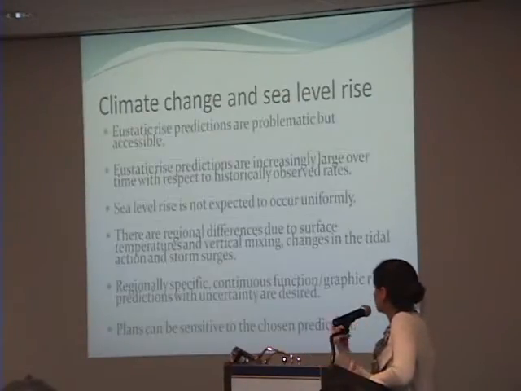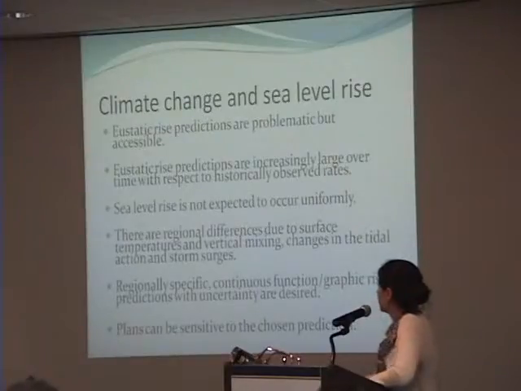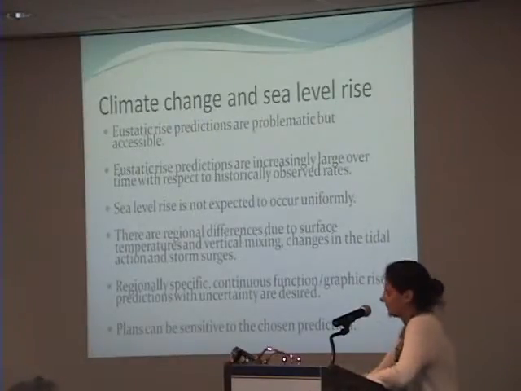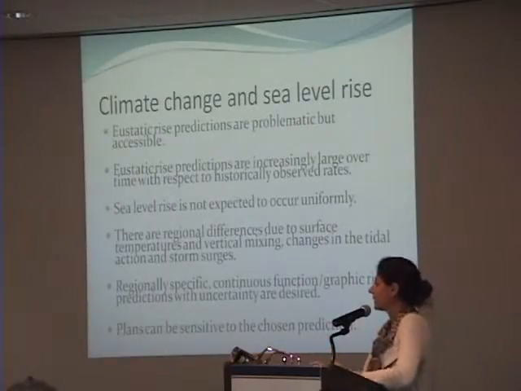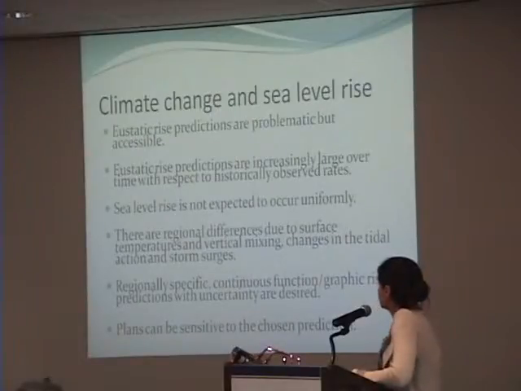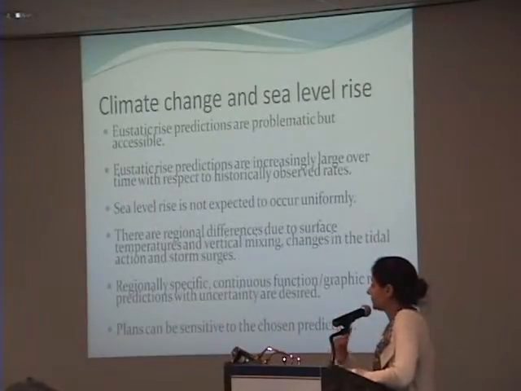The point that I want to make here is the one he already made also, that the static rise predictions are problematic. The static rise predictions are increasingly large over time with respect to historically observed rates, but also, as Professor Wong has said, sea level rise has not occurred in a linear manner. It has happened in little chunks over time, and it can even go down. Also, sea level rise is not expected to occur uniformly throughout the globe, and my next slide shows how it occurs in different parts of Florida.